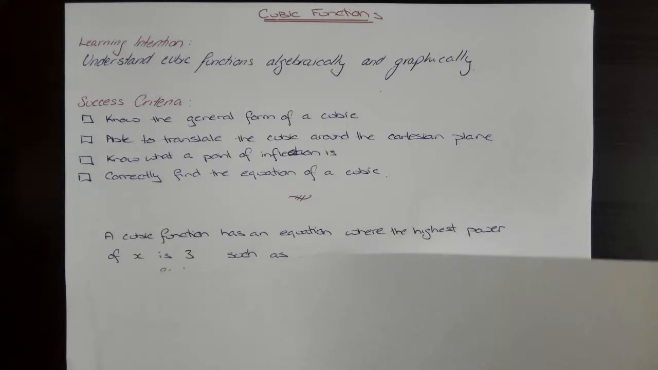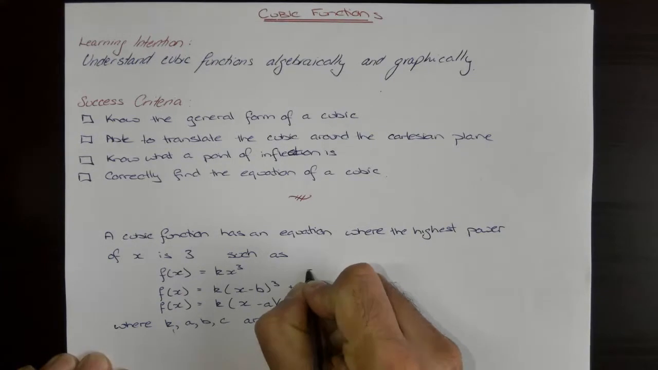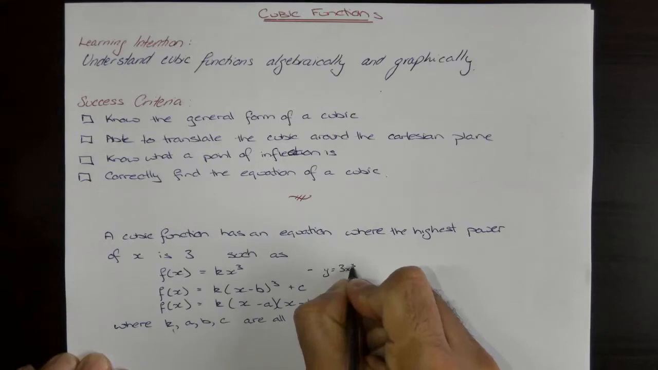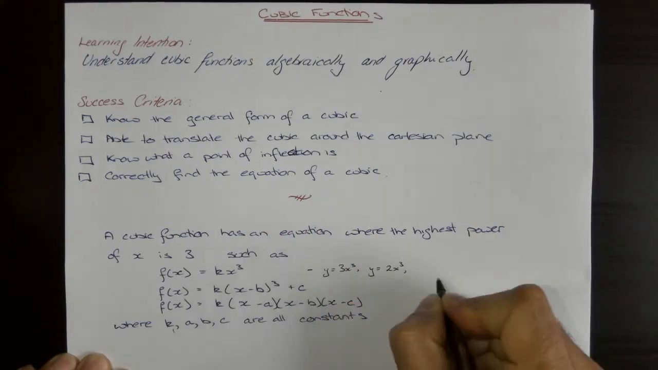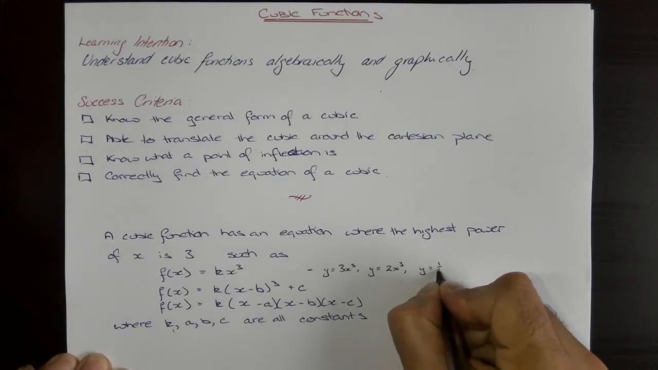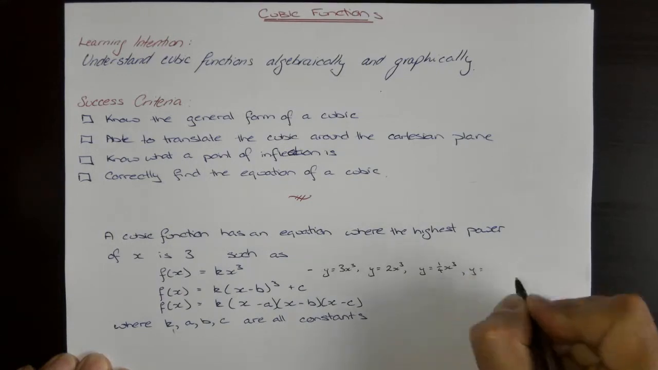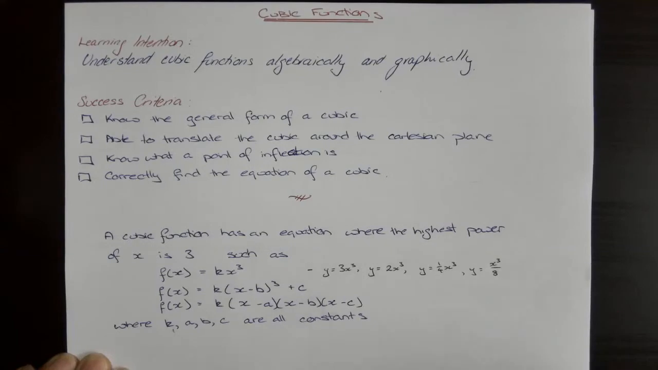Okay, so a cubic function has an equation where the highest power of x is 3, such as f of x equals kx cubed. So the k is a constant, so we can have things like y equals 3x cubed, or y equals 2x cubed, or y equals a quarter x cubed, or y equals an eighth x cubed.